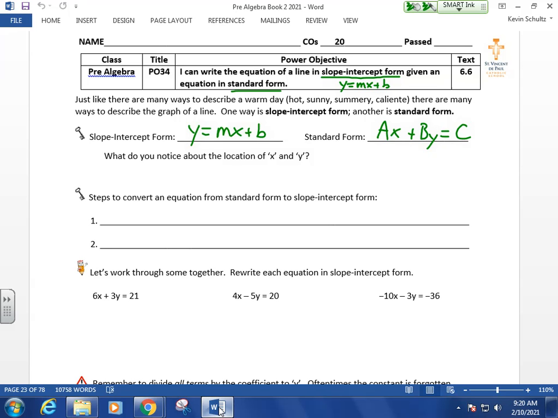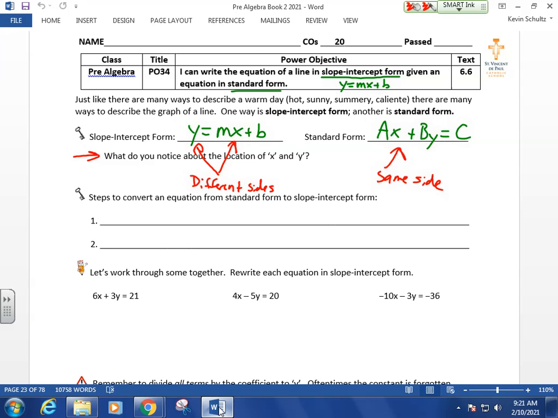right? What I want you to take away from this is that what do you notice about the location of our x and y variables when you compare slope-intercept form to standard form? What's different about the location of x and y? Yeah, Pierce. Right. Here, x and y are on the same side. Whereas in slope-intercept form, you've got one on the right side of the equal sign and one on the left side. They're on different sides.